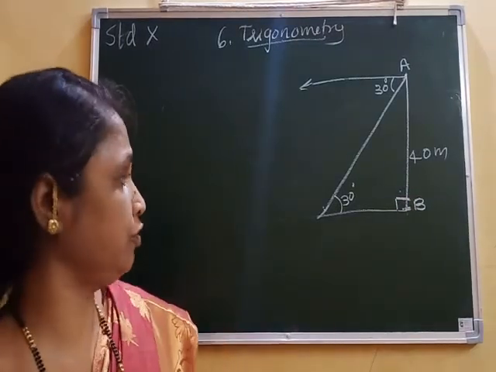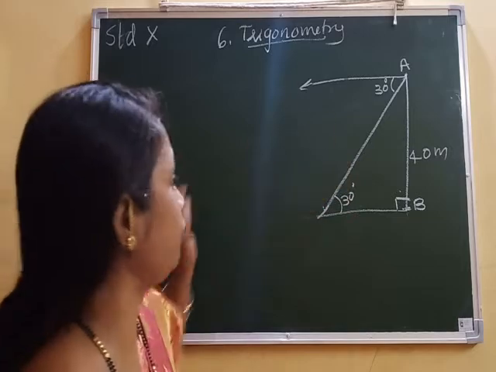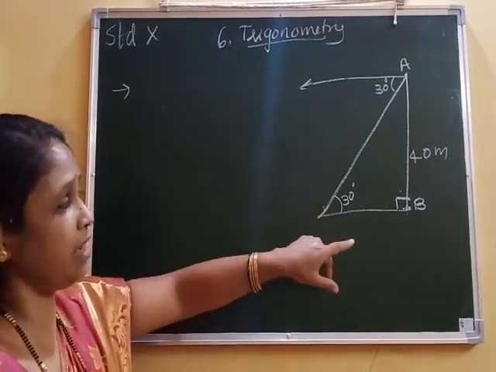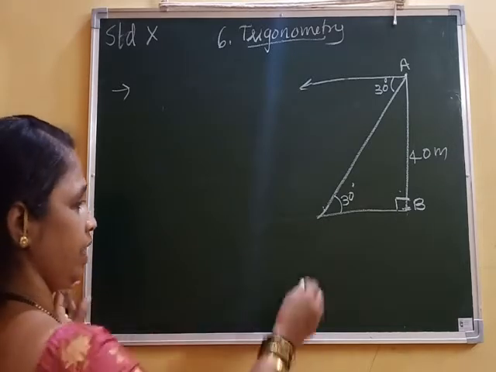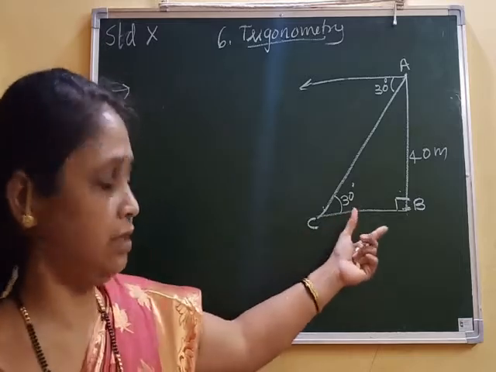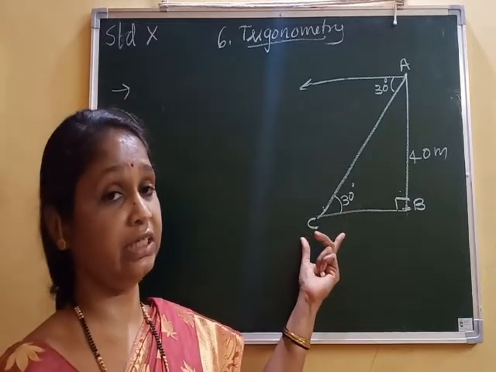Now we know the trigonometric ratios to find this. So for that, first what should you write? The statements here. Let AB be the height of the building and BC is the distance where the scooter is parked.